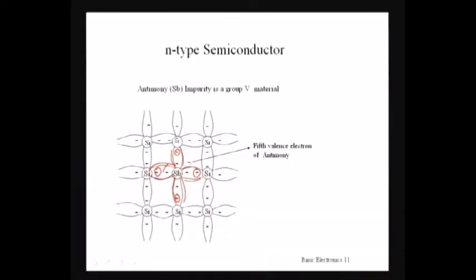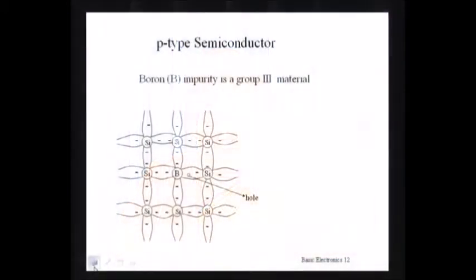But then 1 electron is in excess, that is, it is extra. This 5th electron is donated by the antimony atom. This 5th electron is free. It can take part in conduction easily. That is why it is called a donor, donating 1 electron. So there is an excess of 1 electron, which is negatively charged. So this is called an N-type semiconductor. We have seen how an N-type semiconductor is formed by adding a pentavalent impurity material to an intrinsic semiconductor like germanium or silicon.